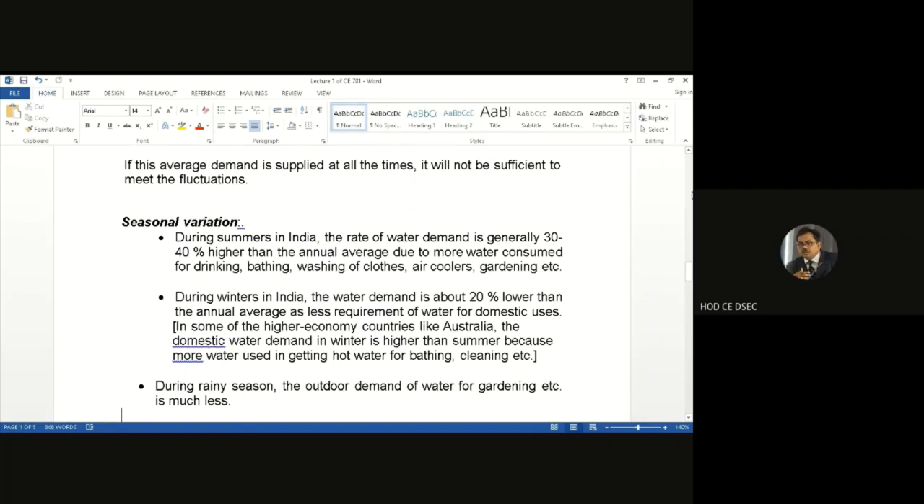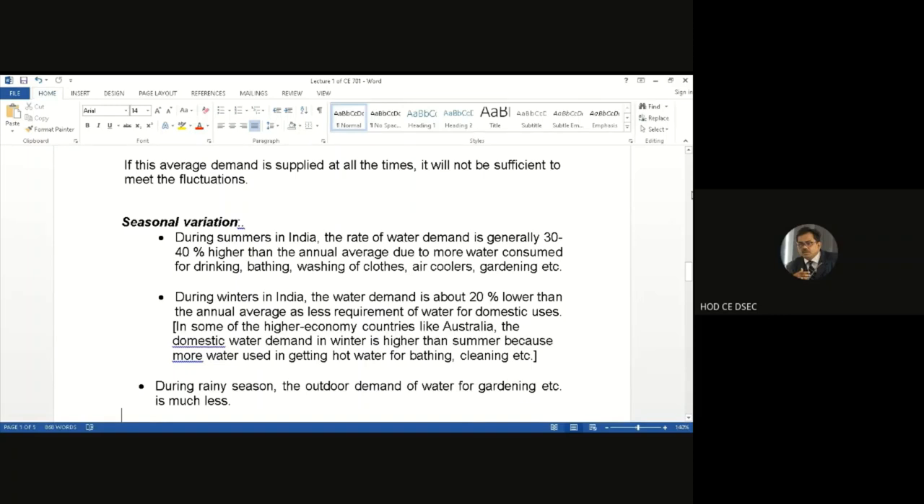Then coming to the air cooler, for living comfort you require the air cooler in the summer, and you have to pour water in the air cooler. Clothes need washing from time to time because they become dirty in the summer, and bathing is always for making us comfortable. So in summer we have seen 30 to 40% higher water demand than the annual average demand. Now in winter, the water demand is about 20% lower than the annual average, as there is less requirement of water for domestic uses.